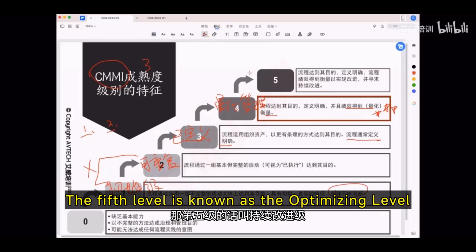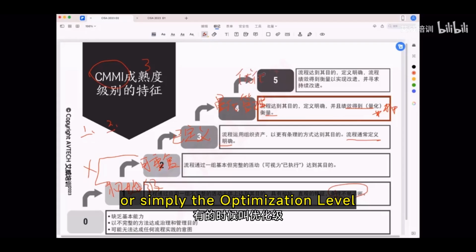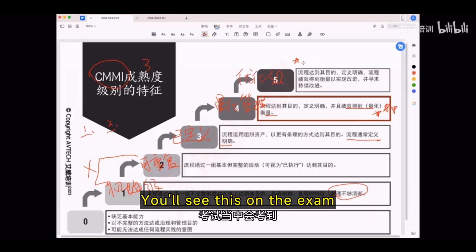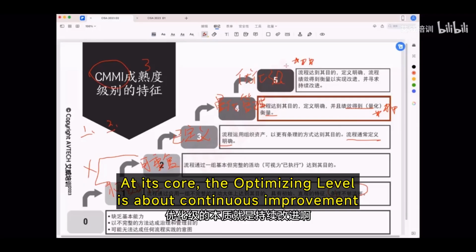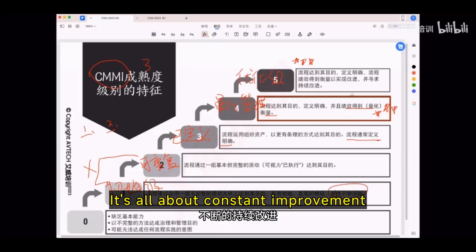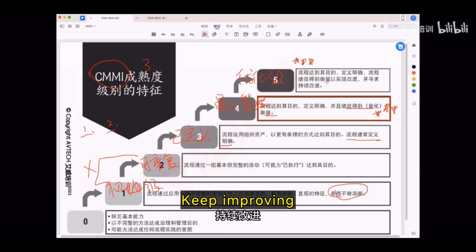The fifth level is known as the optimizing level, simply the optimization level, right? You'll see this on the exam. At its core the optimizing level is about continuous improvement. It's all about constant improvement. Keep improving. Move on.